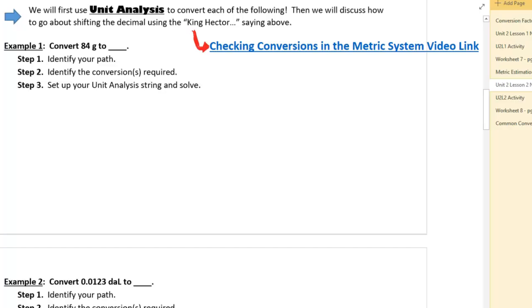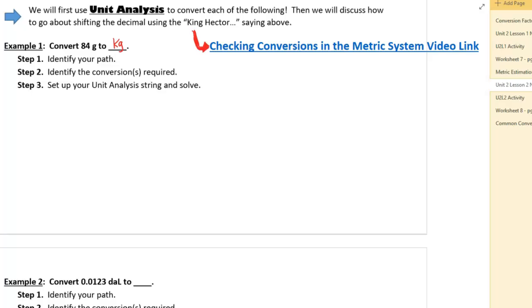But if you want to see how to use the moving the decimal way, you can watch this video. But I won't cover it in my own videos. All right, so let's look at example 1. In example 1, we're asked to convert 84 grams to, and what we're going to convert to in this example is kilograms. So we're going to identify our path.